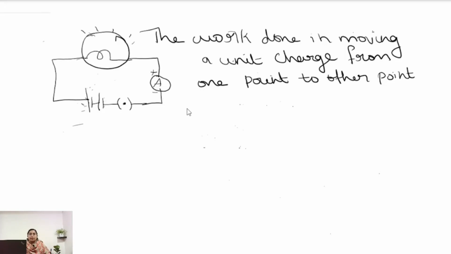Next we have to see the unit of the potential difference. The potential difference is denoted by the letter V. Next we have to see the equation to find the potential difference: V is equal to W divided by Q.